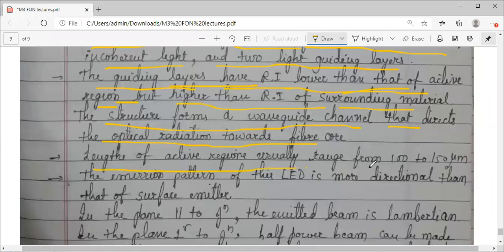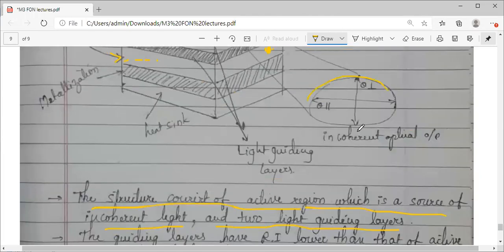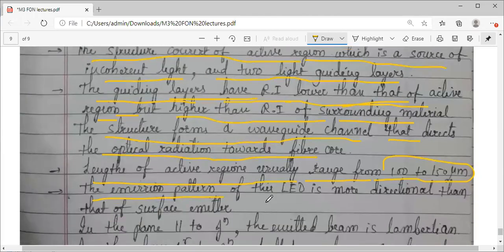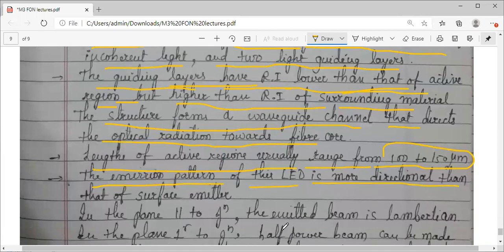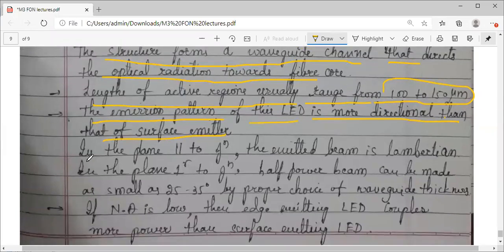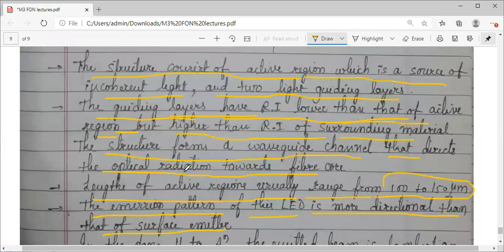The lengths of the active regions usually range from 100 to 150 micrometer, generally in practice. Emission pattern, okay, talking about this, जो elliptical shape है, talking about this pattern of the LED, it is more directional, मतलब बहुत focused रहता है, and it is not isotropic. It is more directional than the surface emitter. Earlier it was isotropic. If you see in the plane parallel to the junction, the emitted beam is Lambertian. Earlier we saw this.